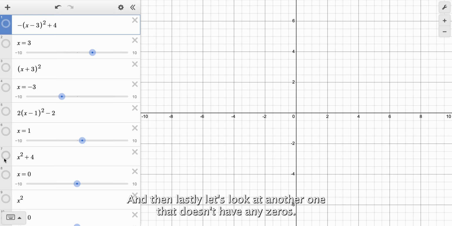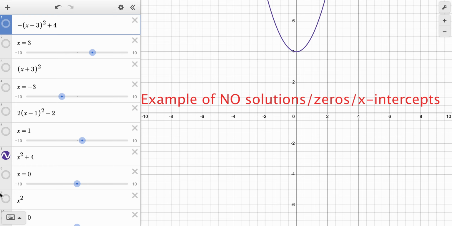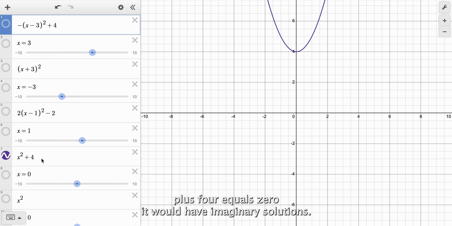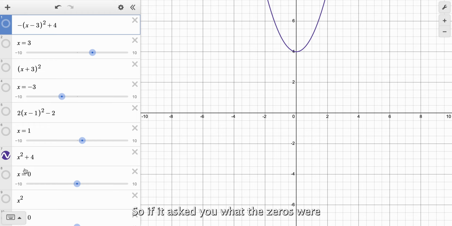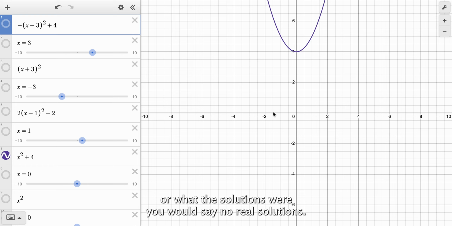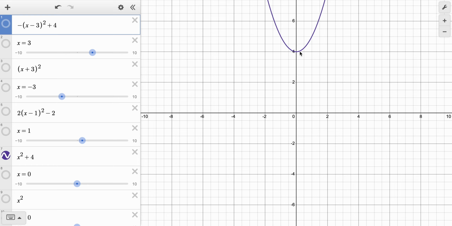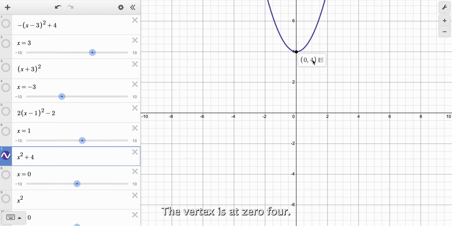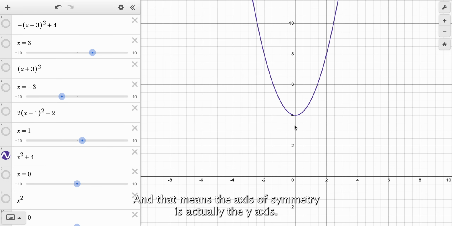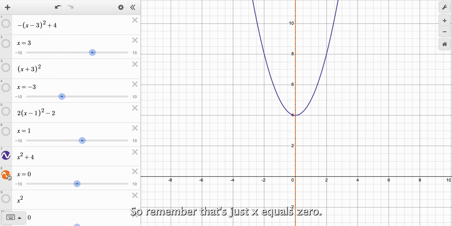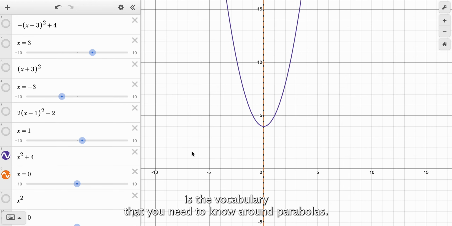And then lastly, let's look at another one that doesn't have any zeros. Here's an example. It does not have any solutions. So in fact, if you were to solve this equation, x squared plus 4 equals 0, it would have imaginary solutions, no real solutions. So that's why it's not touching the x-axis at all. So if it asked you what the zeros were or what the solutions were, you would say no real solutions. The vertex is at 0, 4, and that means the axis of symmetry is actually the y-axis. So remember, that's just x equals 0. And that is the vocabulary that you need to know around parabolas.